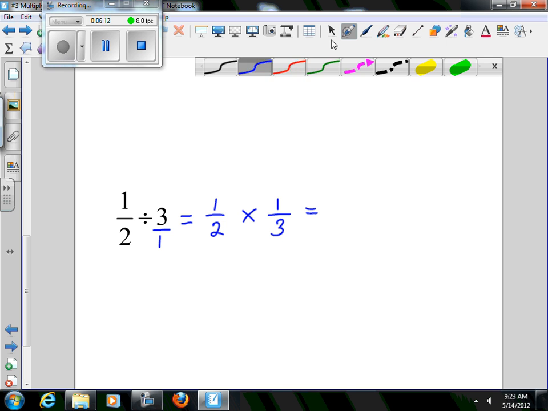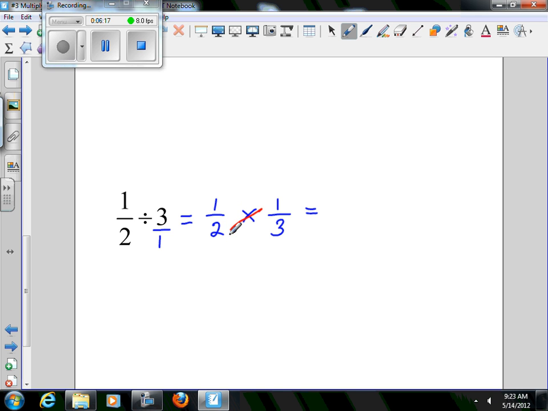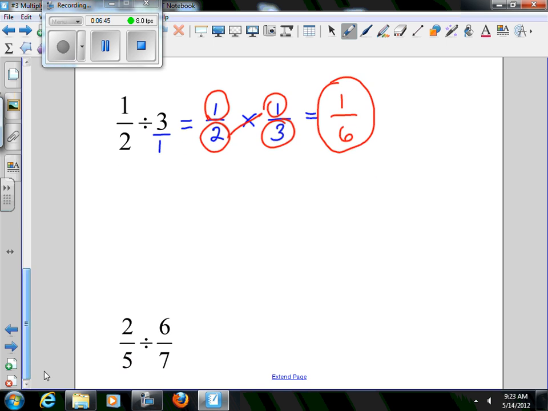Now, we want to look and see if we can cancel anything out. If we look at the 2 and the 1, the only number that would divide into 2 and 1 is 1, so that wouldn't change anything. We'd still have 2 and 1 back, so let's circle them. Same with 1 and 3. There is no number besides 1 that would divide into both 1 and 3, so let's keep those. And now we'll multiply right across. 1 times 1 is 1, 2 times 3 is 6. So we end up with 1/6 for our answer, which is already reduced because we canceled correctly.